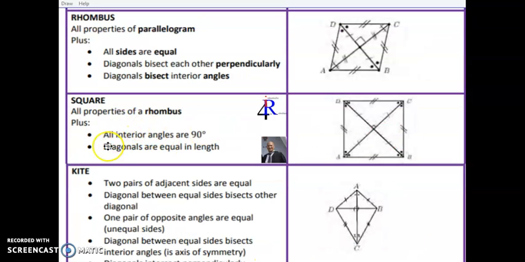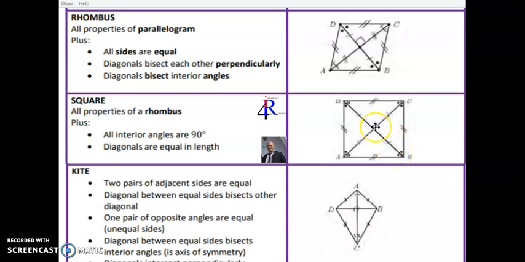Now, this brings me to a square. Remember, the rhombus had all the properties of a parallelogram plus the other three. Now we get to a square. A square has all the properties of a rhombus. The difference is that the interior angles are all 90 degrees and the diagonals are equal in length.